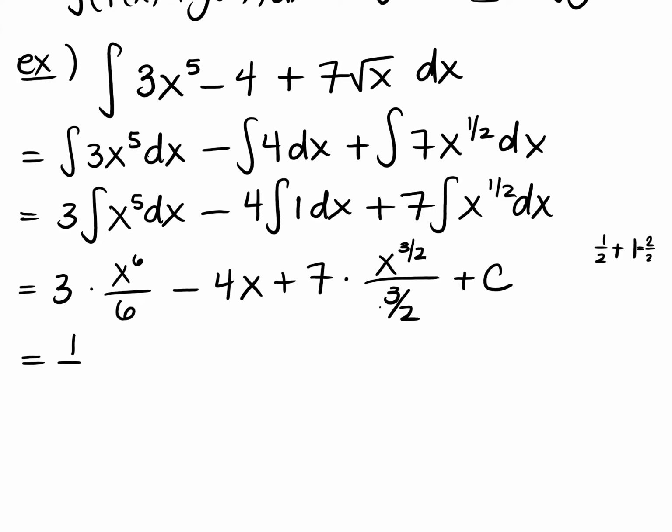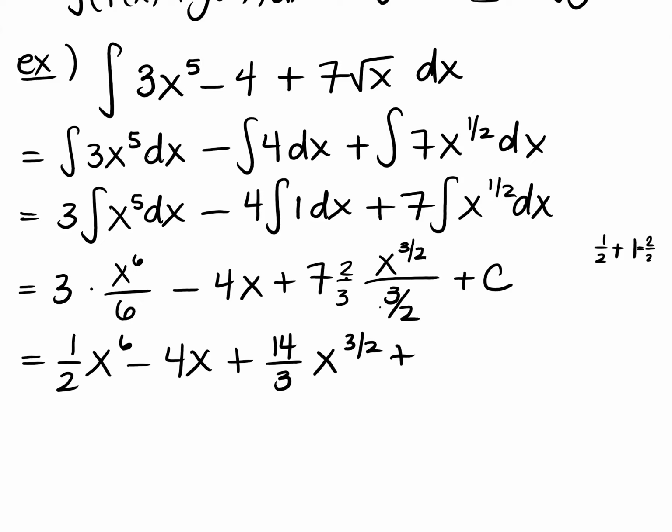3 over 6 is also known as 1/2. X to the 6, can't really do anything with that 4x, but what happens when I have 1 over 3/2, that flips and multiplies, right, and becomes 2/3. So that's 14/3 x to the 3/2, all plus c.